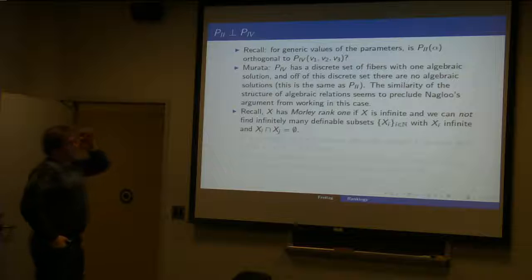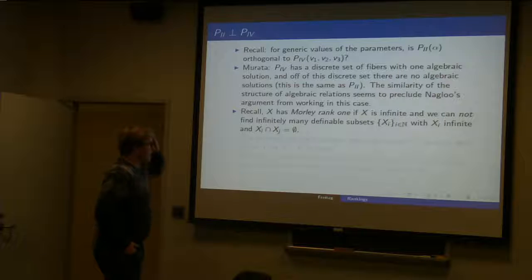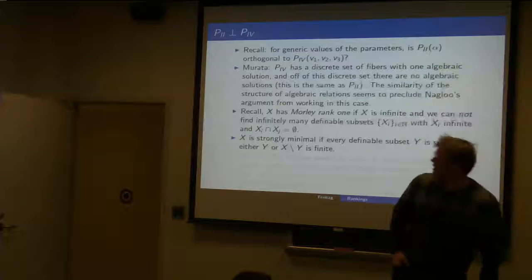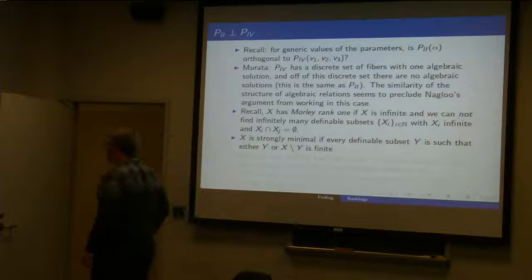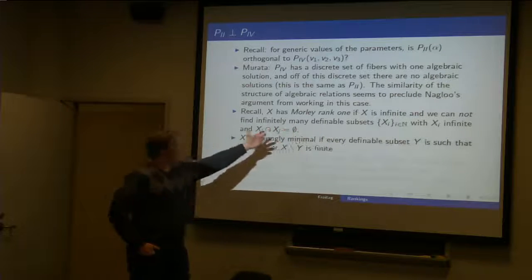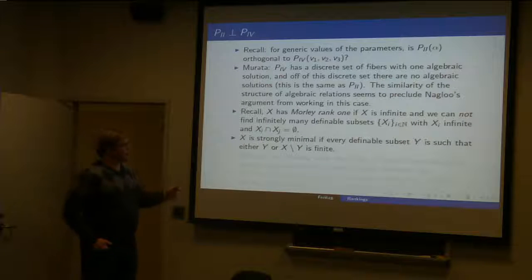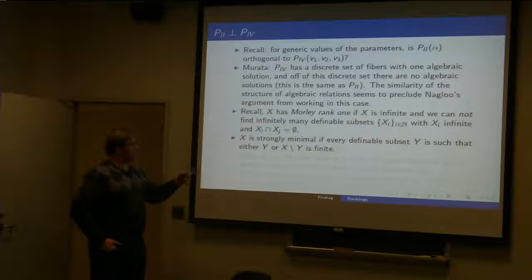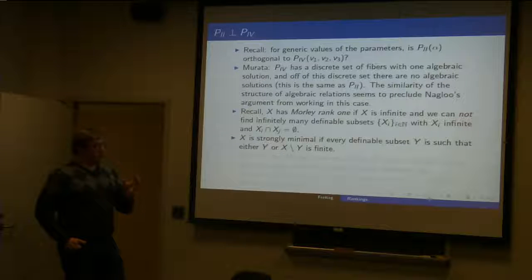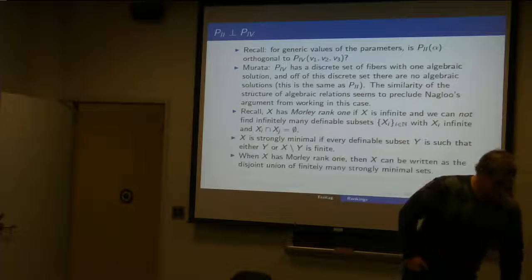Morley rank 1 means that you can be decomposed into finitely many pieces which are strongly minimal. Specifically, it means there are not infinitely many subsets which are pairwise disjoint and infinite. So any Morley rank 1 set can be written as a finite union of strongly minimal sets, and the number of strongly minimal sets in that finite union is the Morley degree.